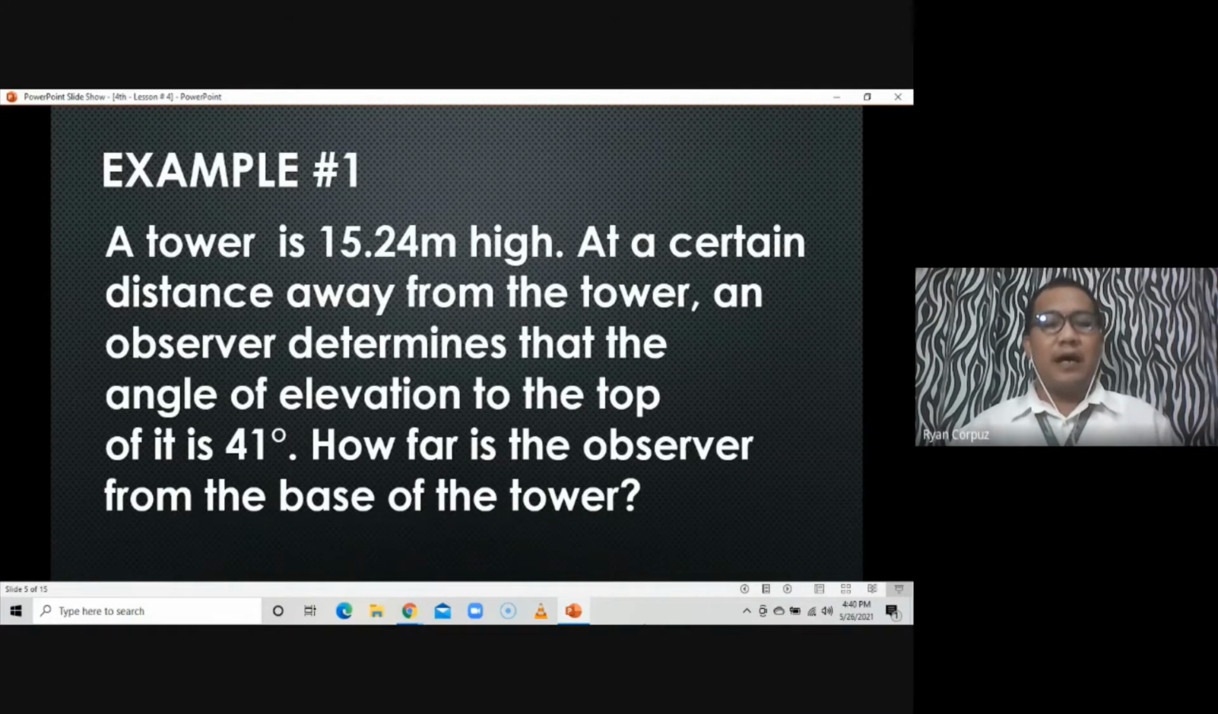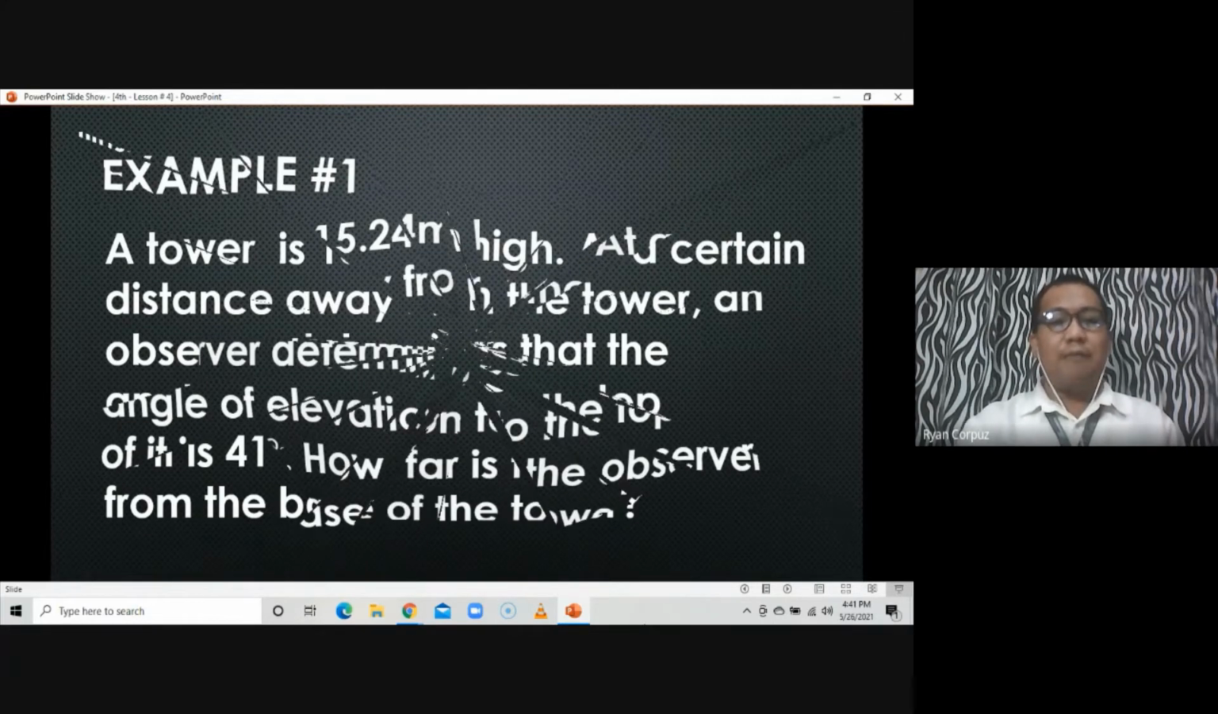So, mas maganda if we can draw what is happening in the problem. So dapat ma-visualize natin kung ano ba yung nangyayari in the problem. So doon papasok yung paggawa natin ng illustration. So by doing that, we are showing what is happening in the problem. Because by also doing that, we can come up with an idea on how we are going to solve that certain problem.